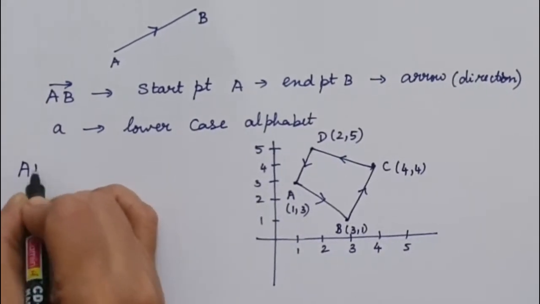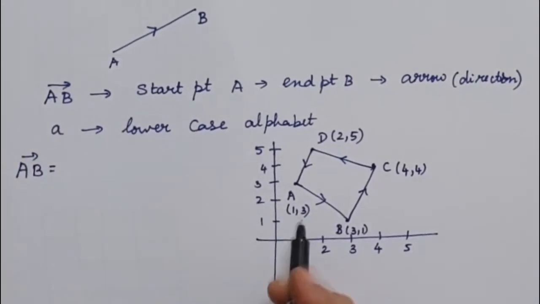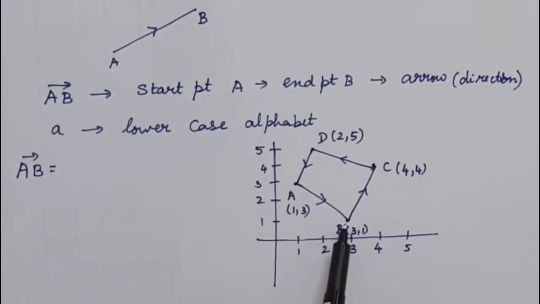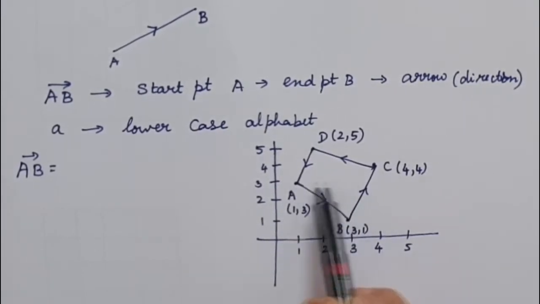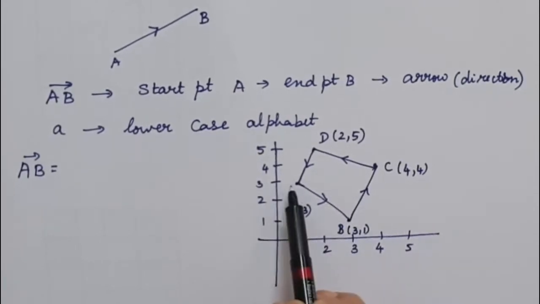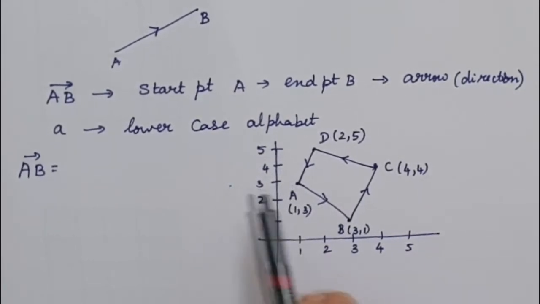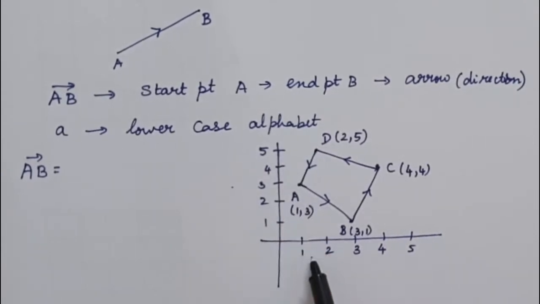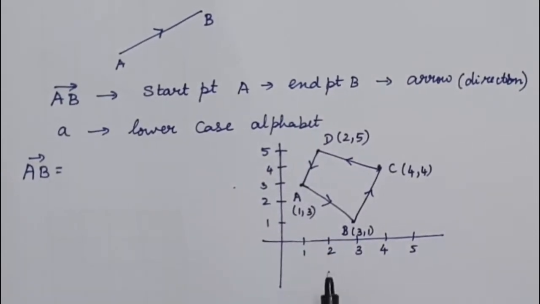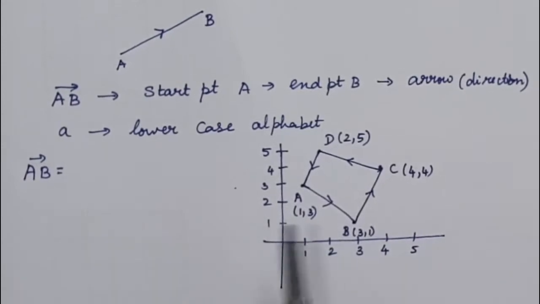If you have to write the vector AB, then the starting point is A and the finishing point is B. So when we move in the X direction towards the right side, it is positive. When we move towards the left, it is negative. When we move up in the Y direction, it is positive. When we come down, it is negative. That is how we are going to write our vectors over here.